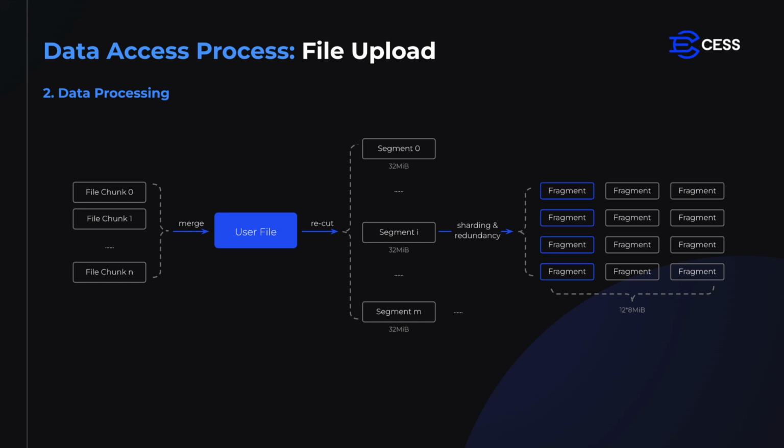After this pre-processing, the user's data is expanded to approximately 3 times its original size. This redundancy is a crucial aspect of the system as it ensures data resilience. Even if 2 out of the 3 data fragments are lost, the original file can still be reconstructed and downloaded without loss. This robust mechanism guarantees high data availability and reliability.